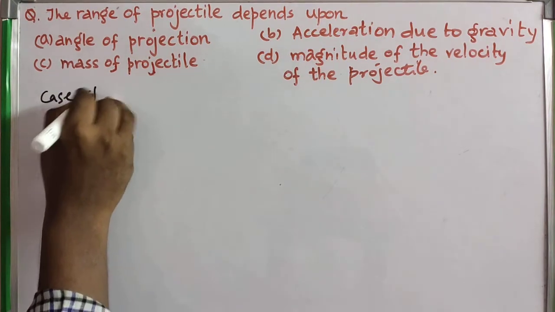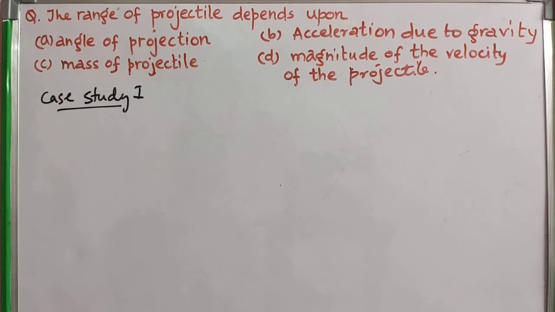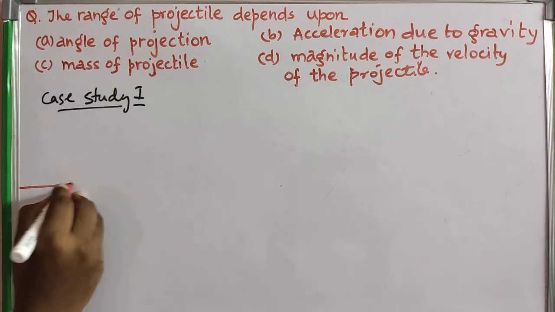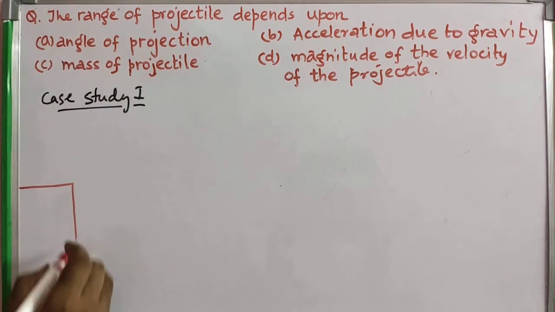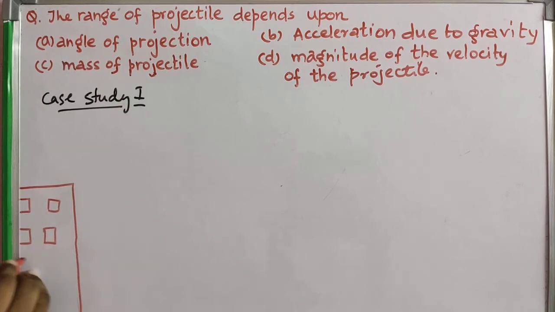First, case study number 1. Our intention is to see whether the vertical components and the horizontal components are really dependent or independent of each other. So let's see our case study 1. In case study 1, I am asking one of my friends to go to the top of a multi-story building and stand there.